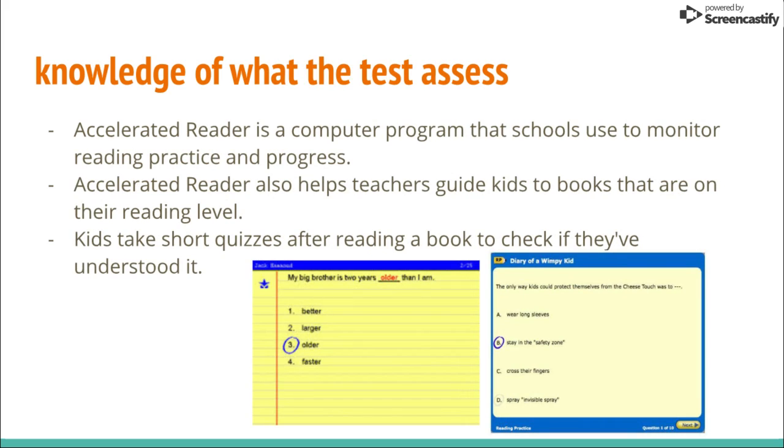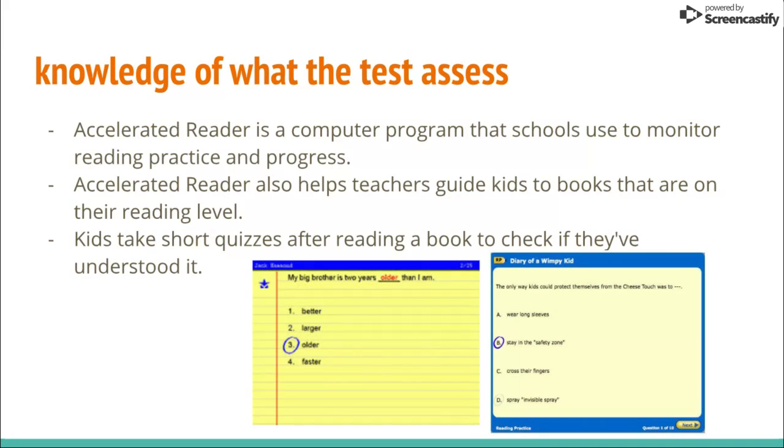Knowledge of what the test assesses. Accelerated Reader is a computer program that schools use to monitor reading practice and progress. Accelerated Reader also helps teachers guide kids to books that are on their reading level. Kids take short quizzes after reading a book to check if they've understood it. So, pictured there is what the quizzes look like.